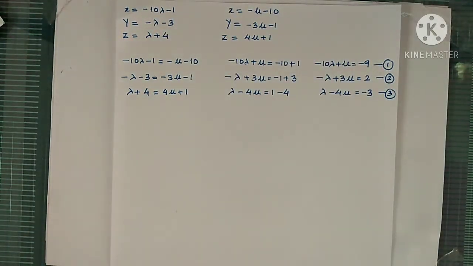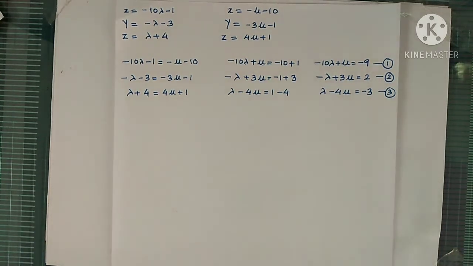Now here we have two unknowns, lambda and mu. But we have three equations in terms of lambda and mu. If we have two different equations and two unknowns, then we can find the values of lambda and mu, and those are unique values. But if we have three equations and two unknowns, they may or may not have a common solution.